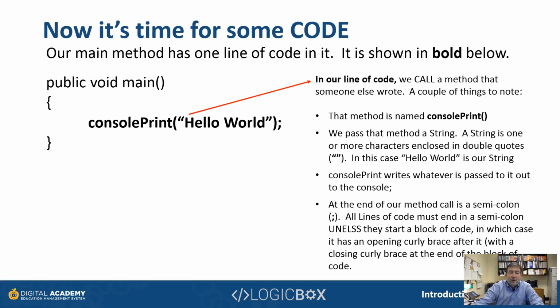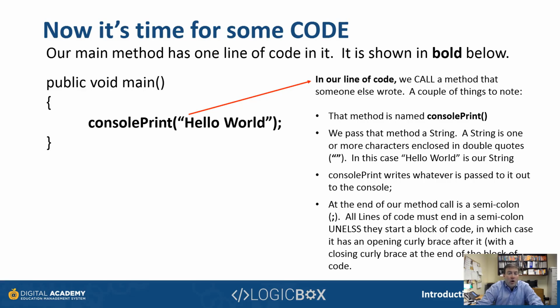So let's add some code. In our case, we added one single line of code. That was the line that said console print, open parenthesis, double quote, hello world, double quote, close parenthesis. Console print is another method. It's a method that someone else wrote. That method writes data to the console. It writes whatever is between the 2 double quotes to the console.